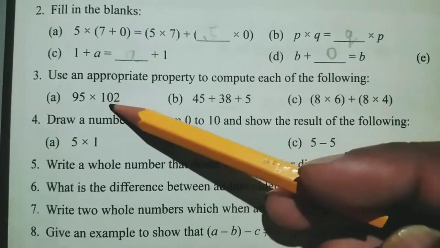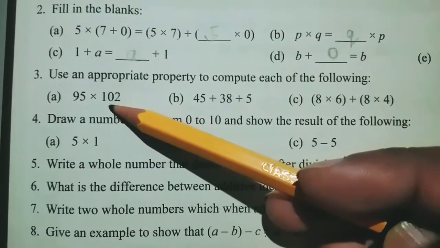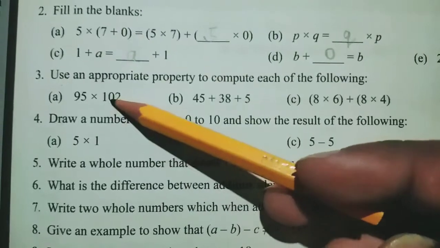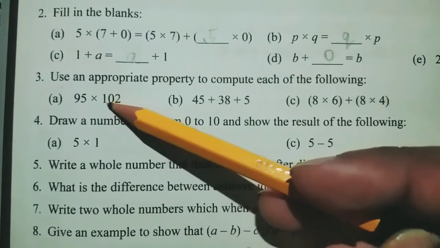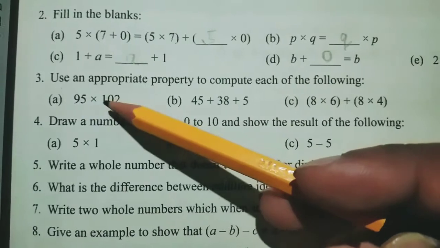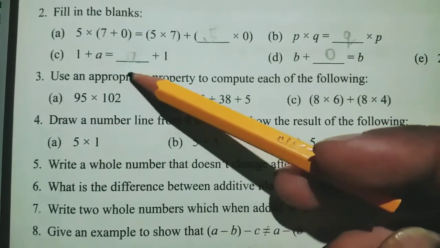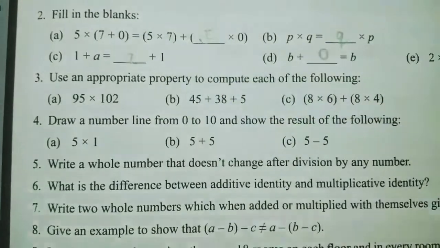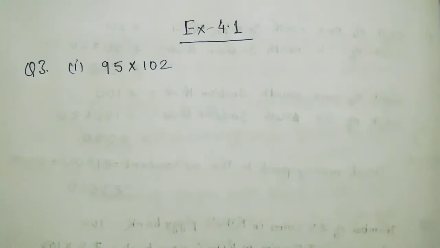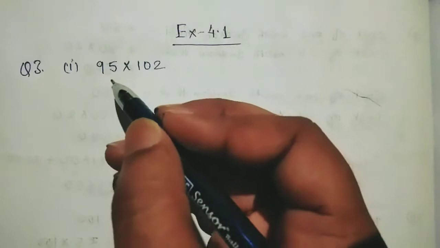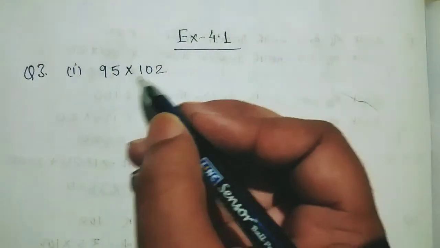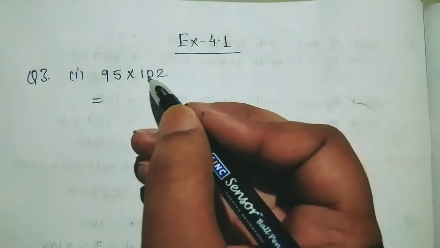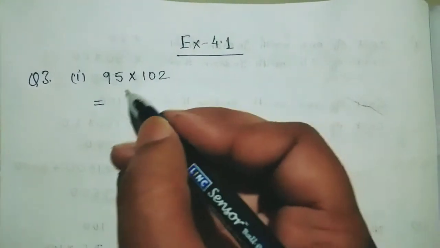So 95 into 102. By which property will you solve this problem? You can solve it directly, you can multiply. 95 into 102 you can directly multiply, but here it is written that you have to use the appropriate property to solve this. So what property will you use? Students, we can multiply this number directly, 95 into 102, but we will use a property to multiply this number, so it will become easier.